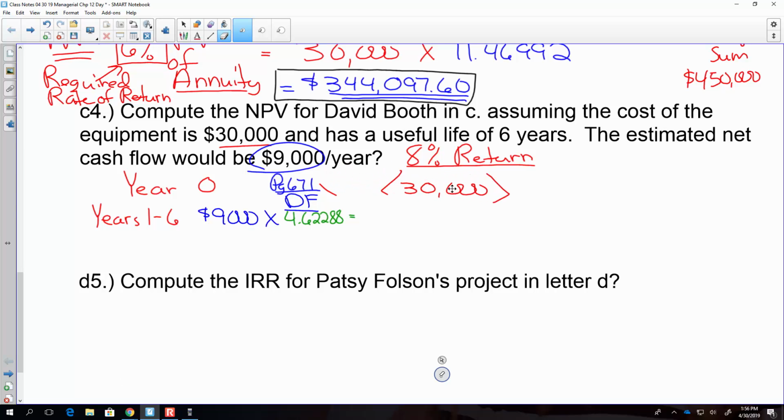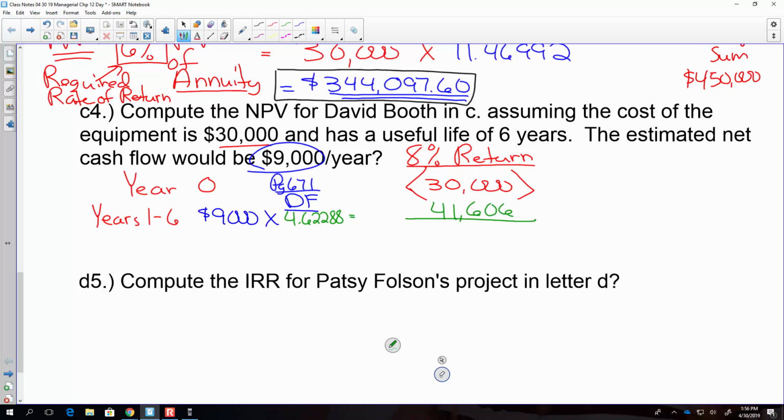So I'm just going to move this over, just so I have enough room here. I'm spending 30 in the hopes of getting 9,000 for the next 6 years. I'm going to multiply it by the discount factor of 4.62288. I get 41,605.92. I'm just going to make that a whole number, 41,606. It is positive 11,606.